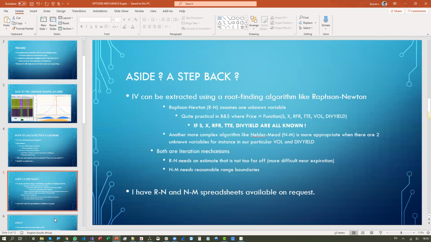So if a function, let's say a parabola, crosses the zero in 2 points, it will try and find the right range, for which x you get y equals 0. It's not a very difficult algorithm, and in my Black-Scholes spreadsheet, that little algorithm, Raphson-Newton, is also included. That one works well if you have only one unknown variable.